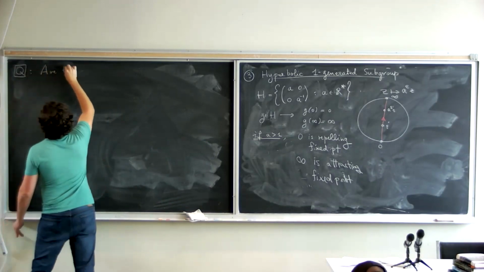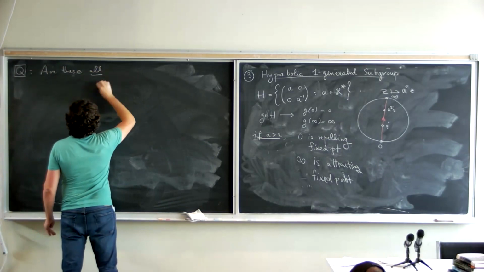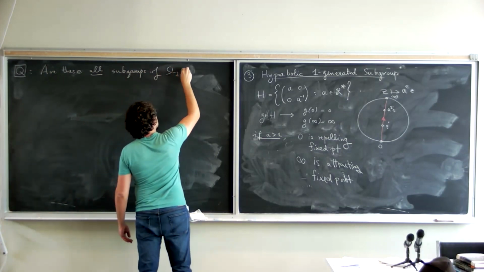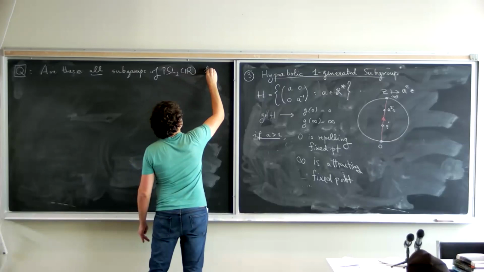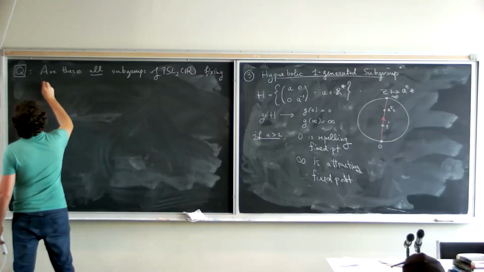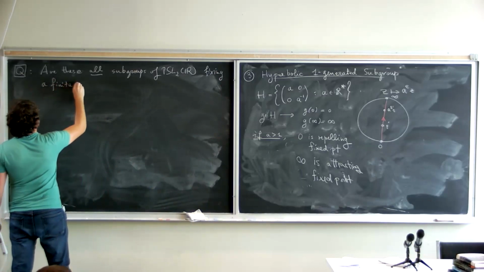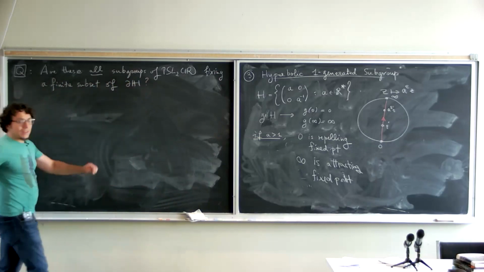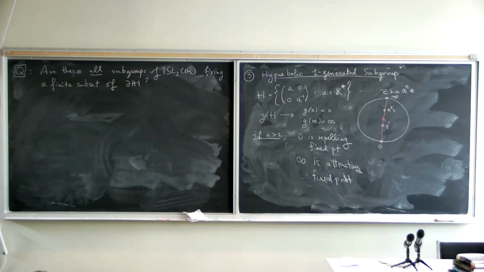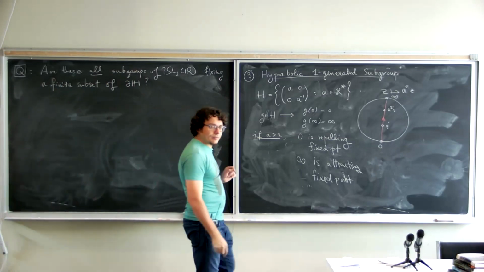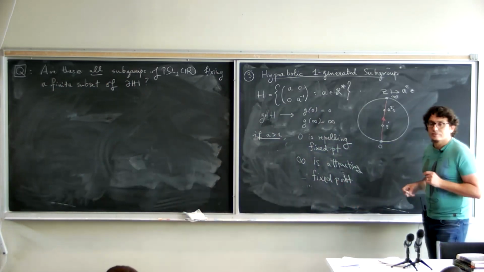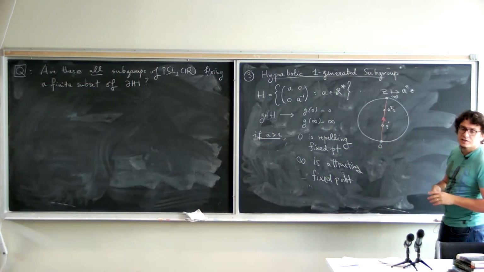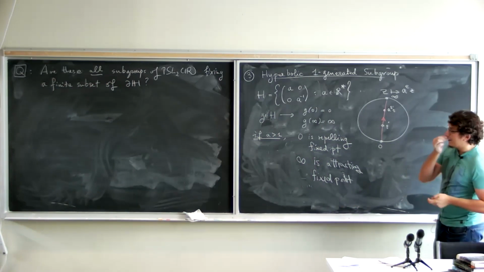Then are these all subgroups of SL2, or SL2 fixing a finite subset of the boundary? Well, it depends what you mean by fixing. Let's say fixing pointwise, or fixing the subset as a subset. These are two different things. And also, how many points?